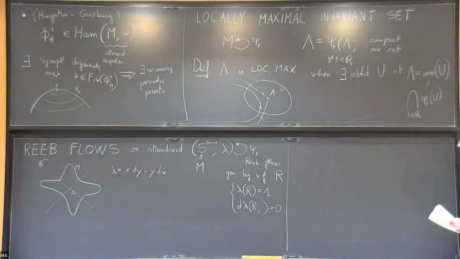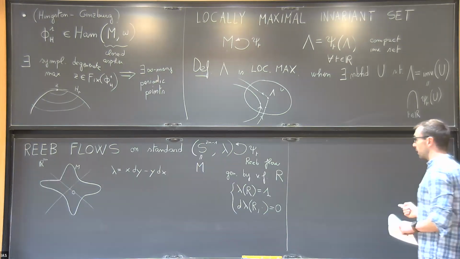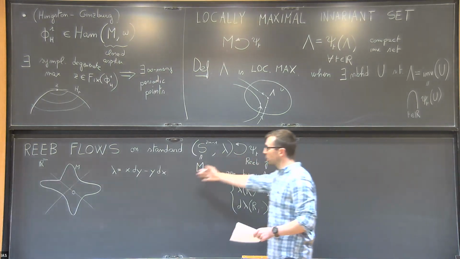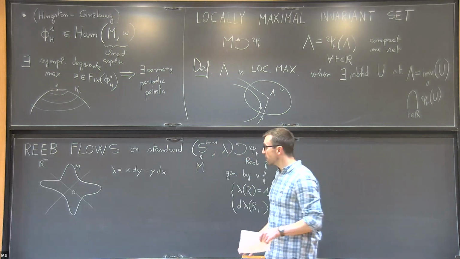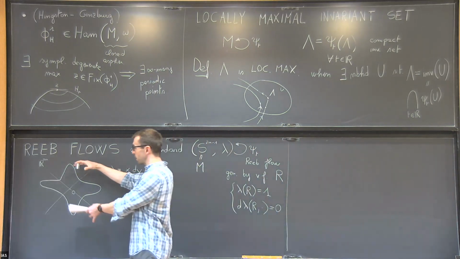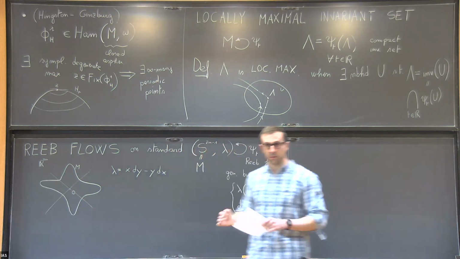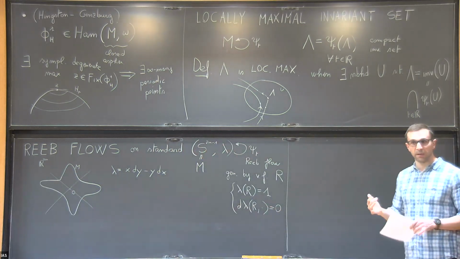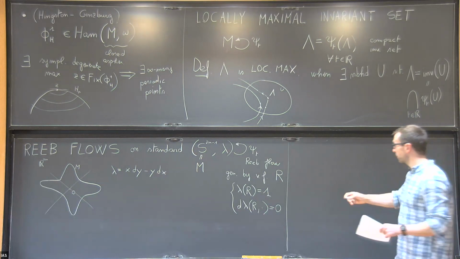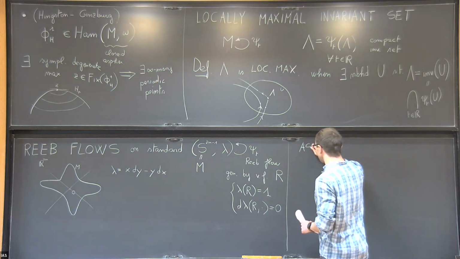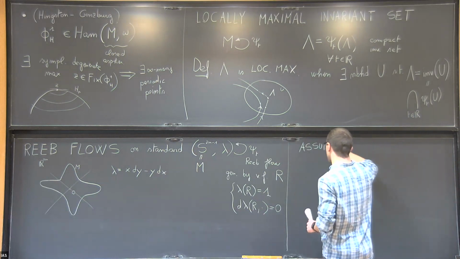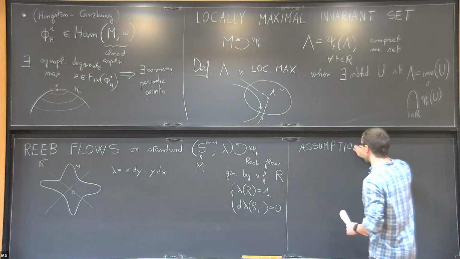So these are the Reeb flows that we consider, and not general Reeb flows on spheres. There are many open questions about Reeb flows on spheres, even in the special case when the sphere is convex. And actually, that's the case we had in mind for the result that we present. But let me tell you the precise assumptions that I will more or less make.